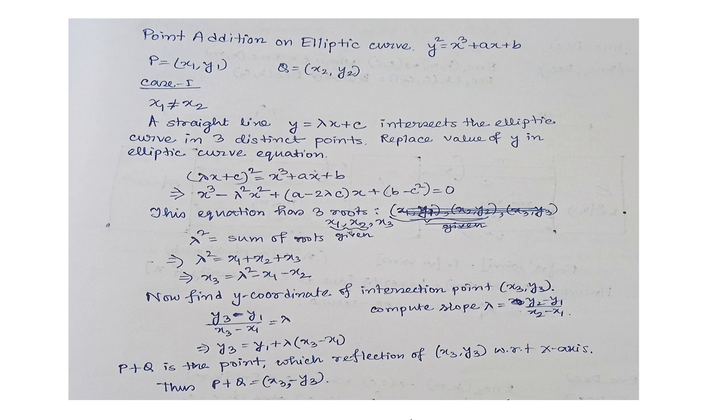And then how do you compute y? For that you need to know the slope of the straight line, that is lambda, and you already know the 2 points on the straight line, x1 y1 and x2 y2. So the slope of the straight line is computed as y2 minus y1 by x2 minus x1, right? And then you just do this, right? You put y3 in the slope equation.